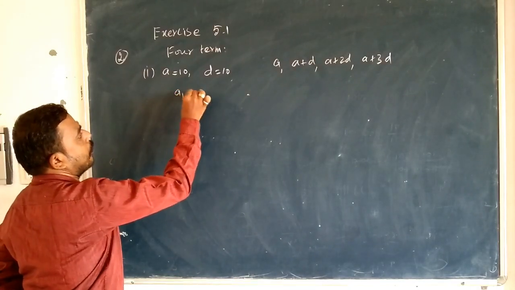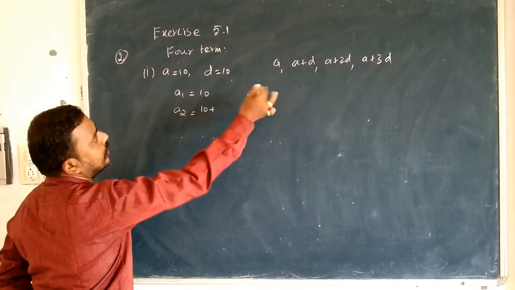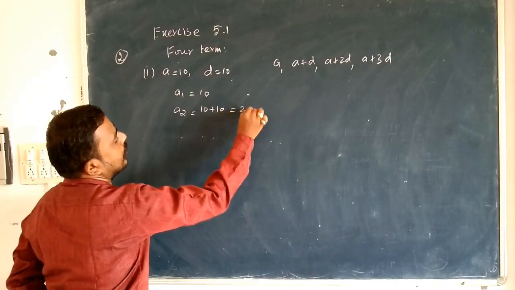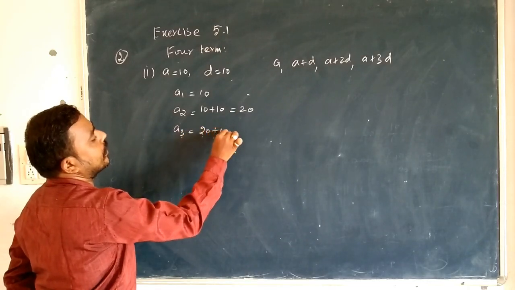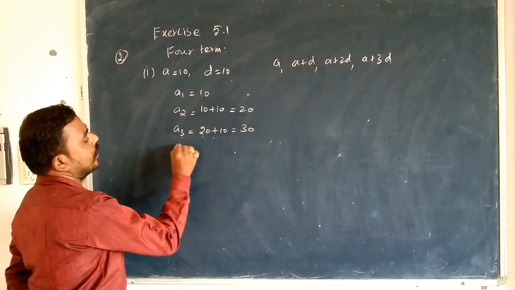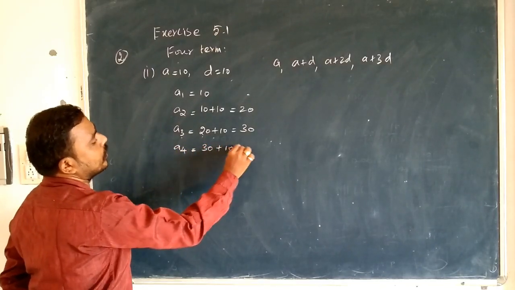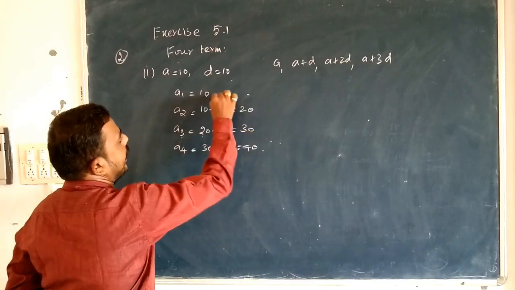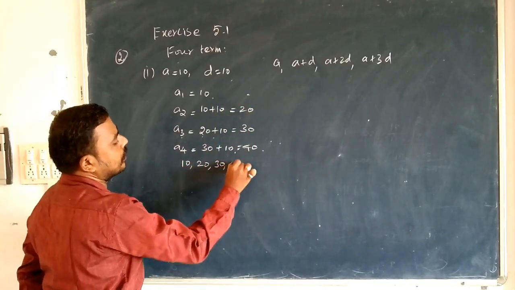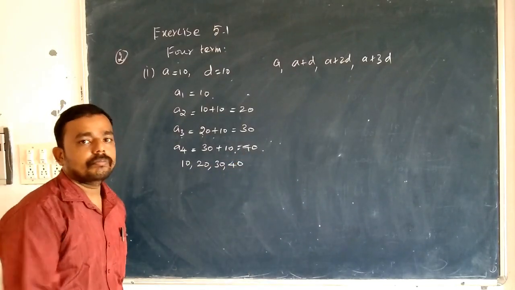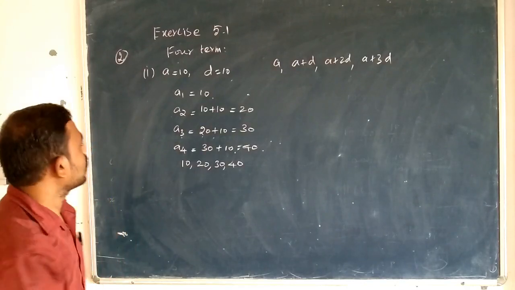So A1 equal to 10 and A2 equal to 10 plus D 10, so 20. Next A3 equal to 20 plus difference 10, so 30. Next A4 equal to 30 plus 10, so 40. So 10, 20, 30, 40 is the first 4 terms of the particular arithmetic progression.